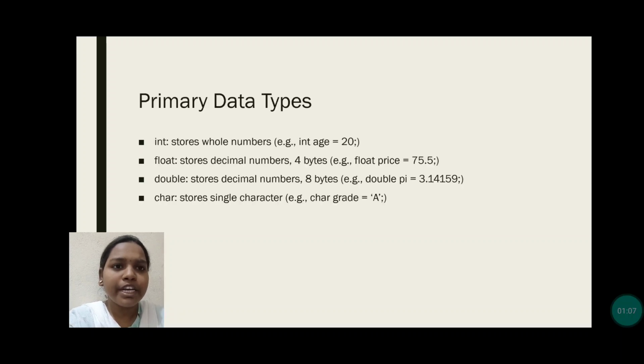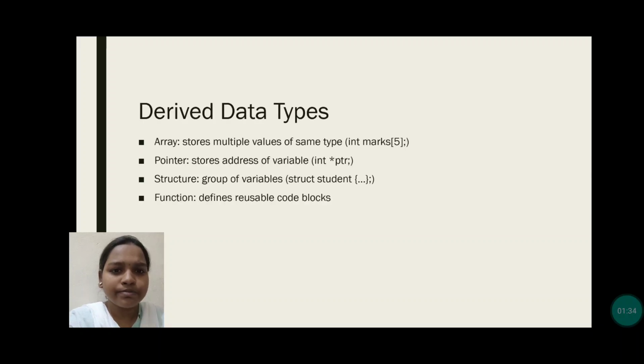First one is primary data types. These are integer, floating point, double and character data types. Integer stores whole numbers, the floating point data type stores decimal numbers up to 4 bytes, double stores decimal numbers up to 8 bytes, and character stores single characters. Here are some examples of these types of data types.